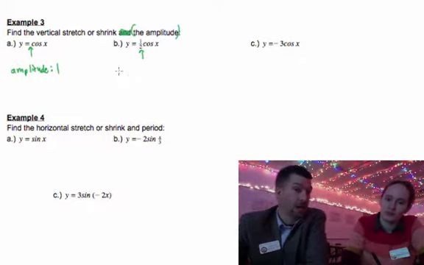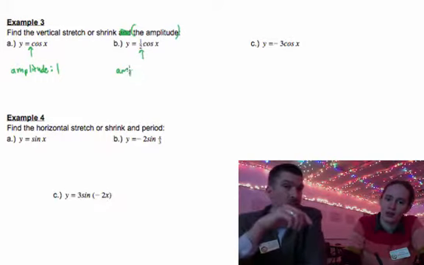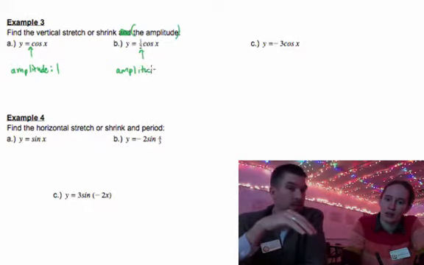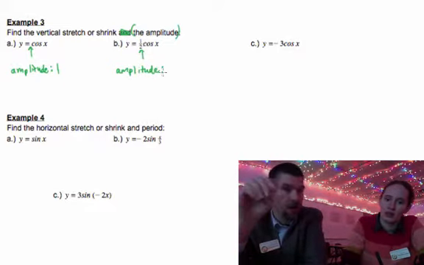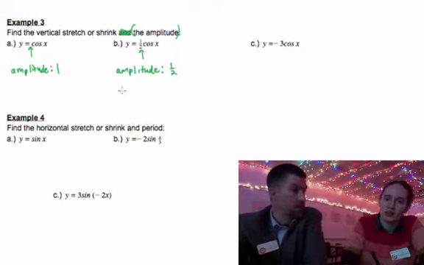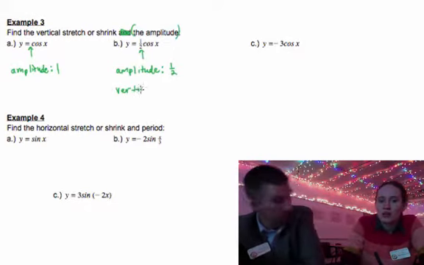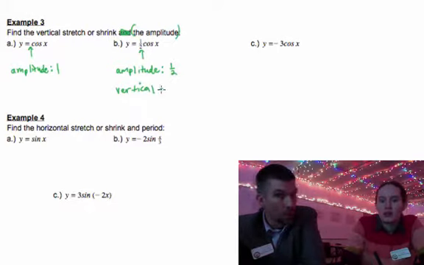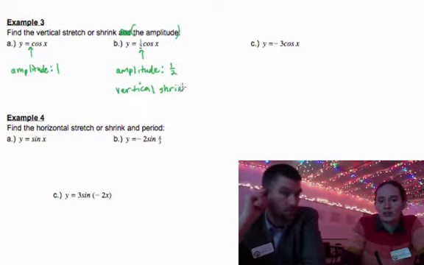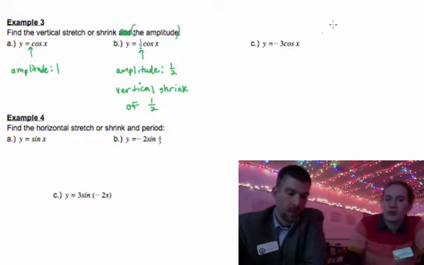Okay, that's a half. So the amplitude in this case would be a half. Now this would technically be a shrink because our normal parent graph goes all the way up to 1. So if we don't go all the way up to where we originally start, we're going to have some shrinkage. So a vertical shrink of 1/2.